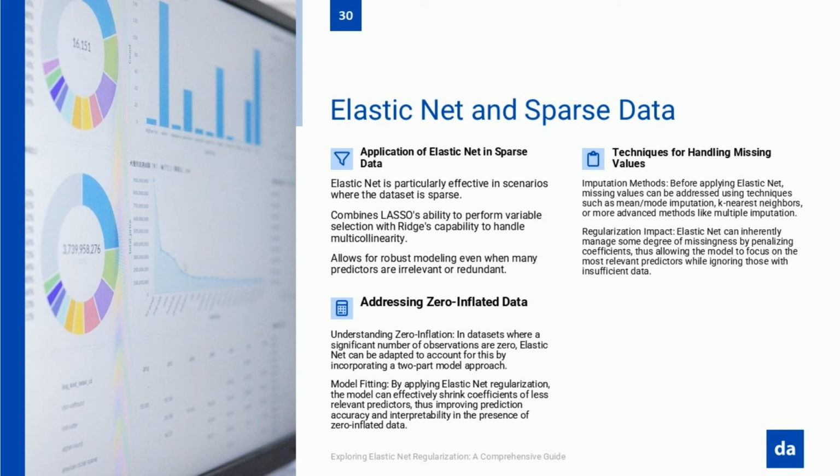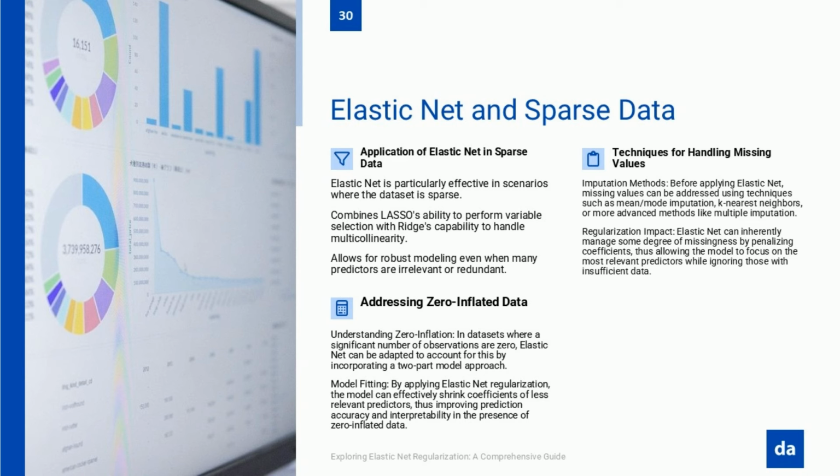A standard model might try to include all genes, leading to noise and overfitting. Elastic Net automatically eliminates non-informative genes while keeping correlated ones, making it a powerful tool for biological research.